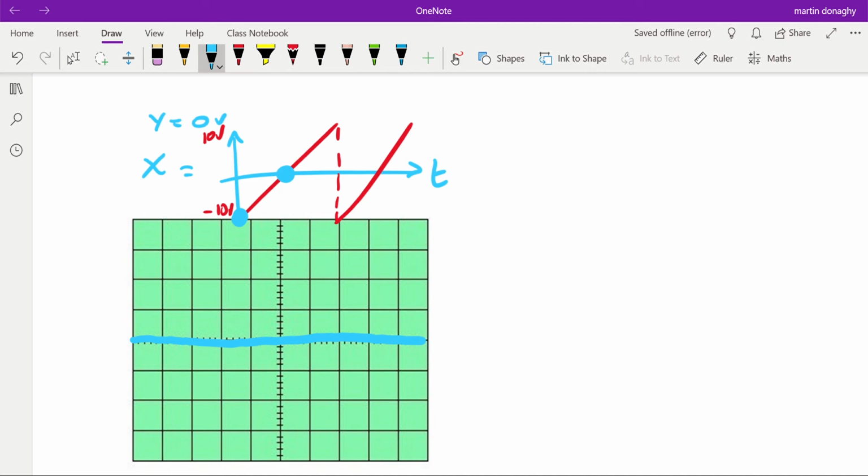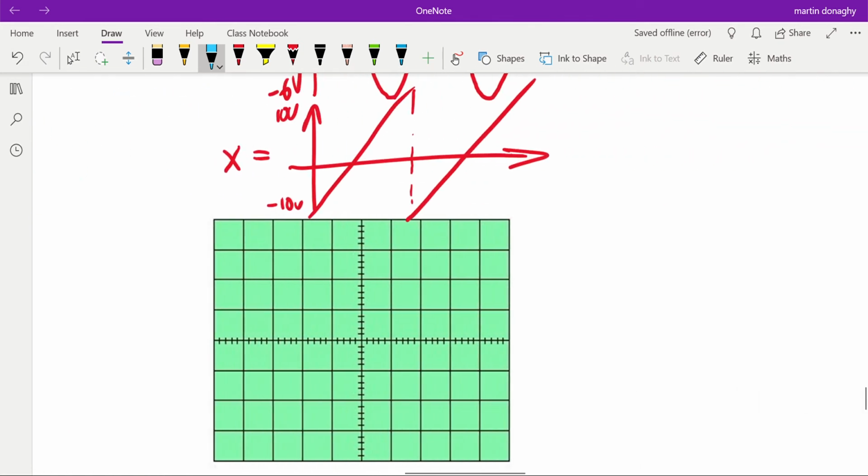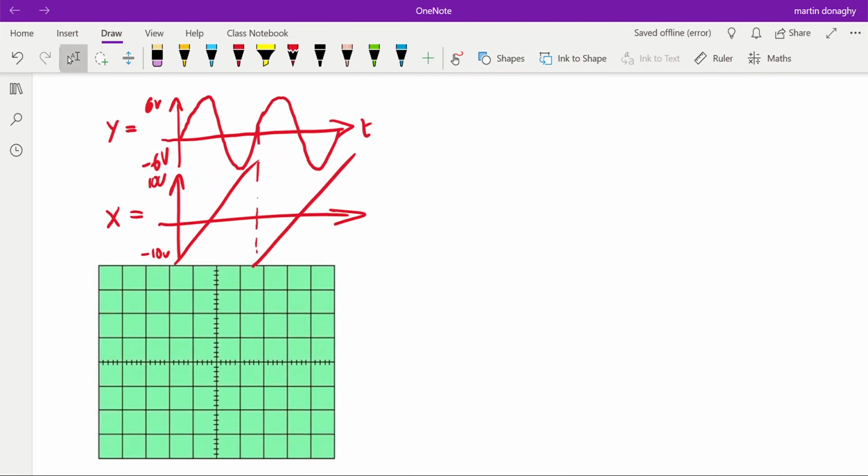Now, we can then use this type of input on the x-axis to investigate more what's happening on the y. So here we have a conjunction of two waves that are time varying. You can see the x one is our sawtooth from the previous one, but now our y is sinusoidal, going from -6 up to 6 and back and forth.